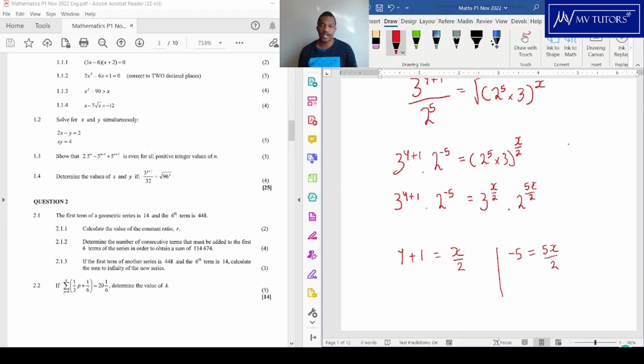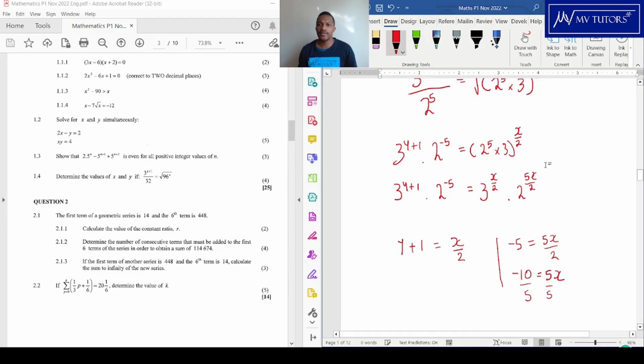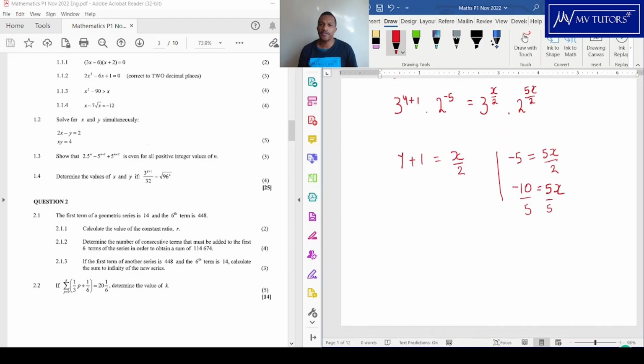Okay, now I can solve for x this side. I do some gymnastics, which means bring the 2 this side so that I have 5 times 2 is 10 is equal to 5x. Divide both sides by 5. Okay, and then what I'm left with is x is therefore equal to minus 2. Okay, I can conclude and leave it like that.